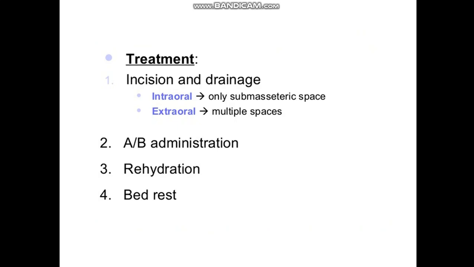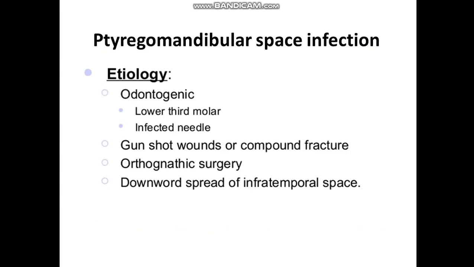Intraoral incision is made at the lower anterior part of the ramus of the mandible, with insertion of mosquito laterally between the ramus of the mandible and masseter muscle, or extraorally behind the angle of the mandible with insertion of the mosquito laterally between the masseter and the ramus of the mandible. Medical treatment, antibiotic administration, analgesic, rehydration, bed rest could be advised as well.